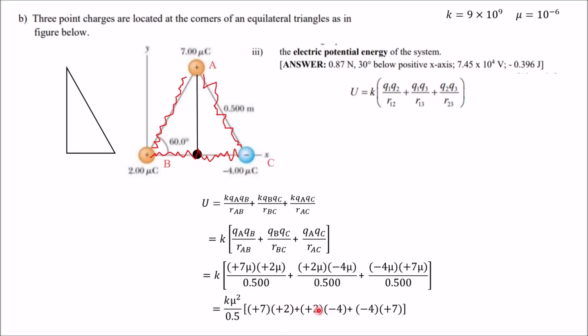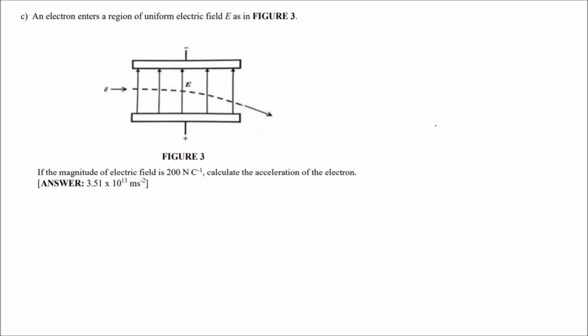So you put in all the values, and then you get U equals negative 0.396 joule. So yes, electric potential energy can be negative. This one is electric potential energy. Done. And then let's move on to question C.